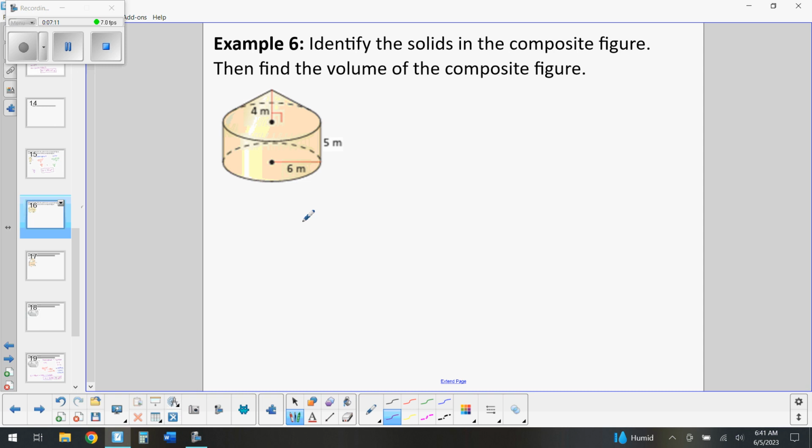Our next example has a cone on top and a cylinder on the bottom. I'm going to keep these in terms of pi again, just so I don't have to deal with decimals all that much. So the cone has a height of 4, and it's the same radius as the cylinder, so it's a radius of 6. So that's pi 6 squared times 4 over 3. And when I do that, that comes out to 48 pi.